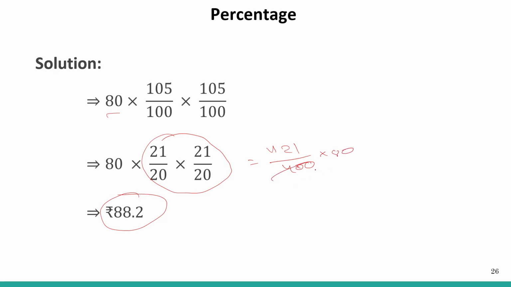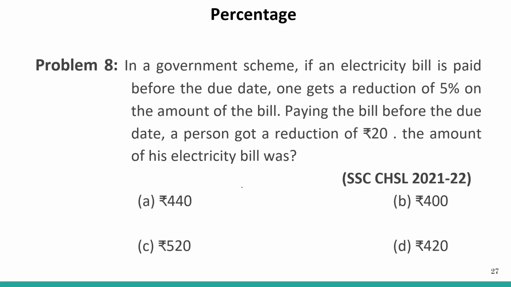If we divide it by 80, it will be 5. Dividing it by this, what we get is 88.2. So this will be 441. Okay, so let's see problem number 8.